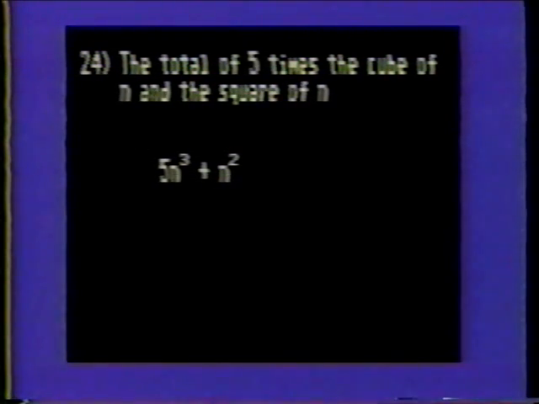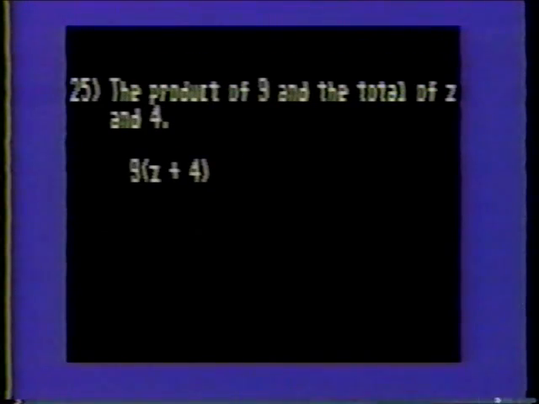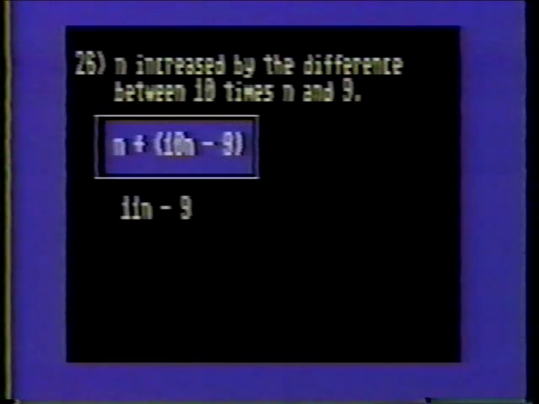Finally, add the components to get 5n cubed plus n squared. Number 25. The product of 9 and the total of z and 4. First, add z and 4. Then multiply the total by 9. Thus we have 9 times z plus 4.